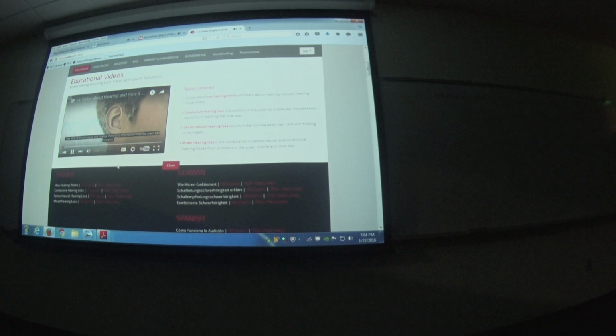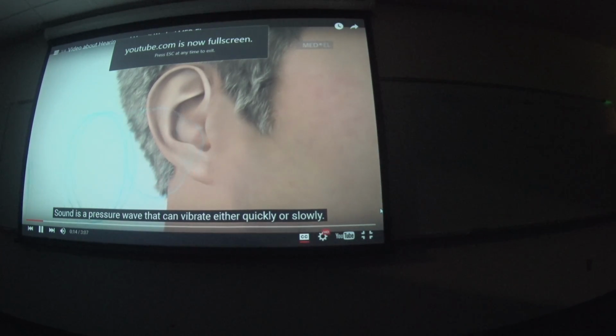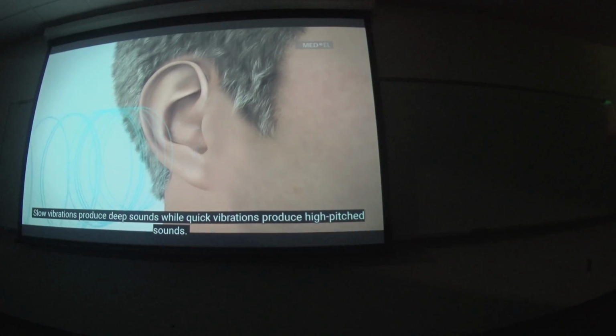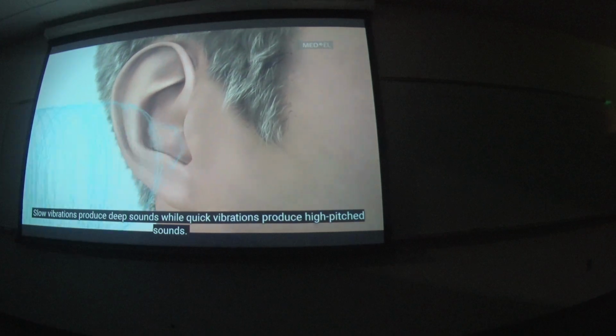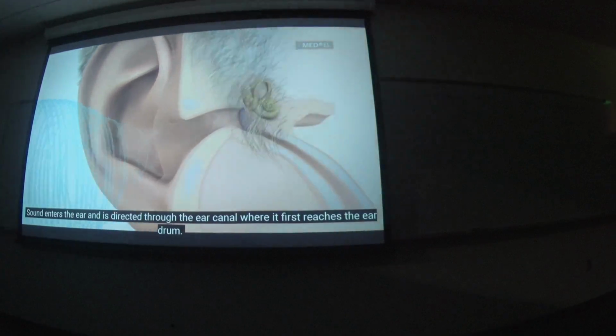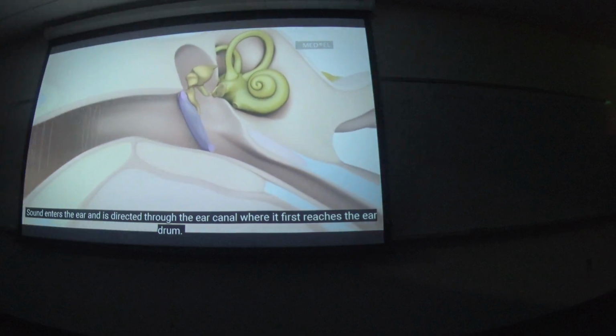Sound waves and change them into information that the brain can interpret, such as music or speech. Sound is a pressure wave that can vibrate either quickly or slowly. Slow vibrations produce deep sounds, while quick vibrations produce high-pitched sounds. Sound enters the ear and is directed through the ear canal, where it first reaches the eardrum.